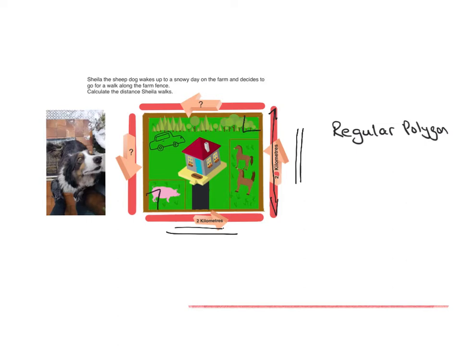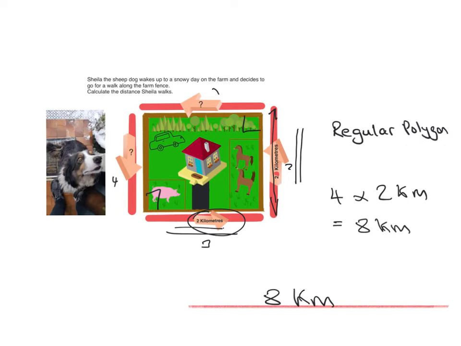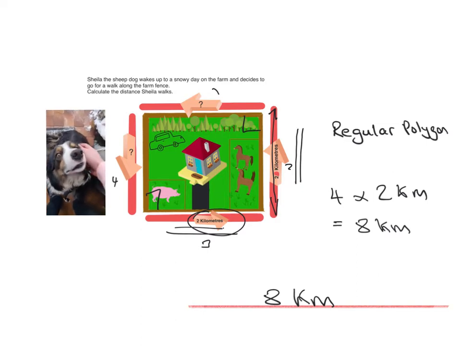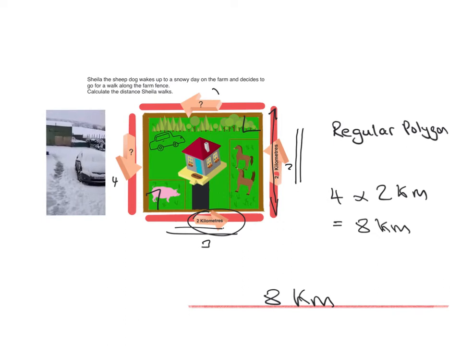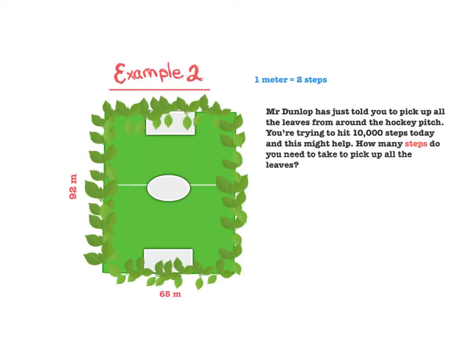So remember, to find the perimeter, all we have to do is count the number of sides, 1, 2, 3, 4, and multiply it by the length, which is 2 kilometers. So 4 times 2 kilometers equals 8 kilometers. Perfect. 8 kilometers. And here's a wee video of Sheila the dog. That's it. Waking up on a snowy day to go for a walk. Alrighty. So now we move on.